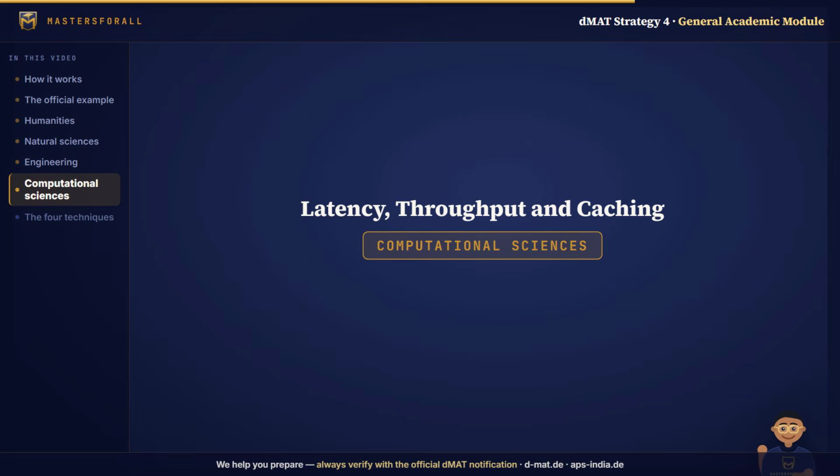Text 4, subject area, computational sciences. Latency, throughput, and caching. And this text plays dirty in the way the exam plays dirty. It quotes one thing in bits and another in bytes and never warns you again.